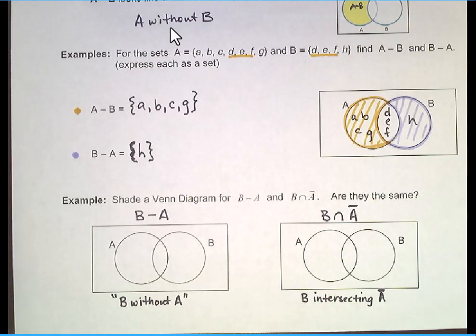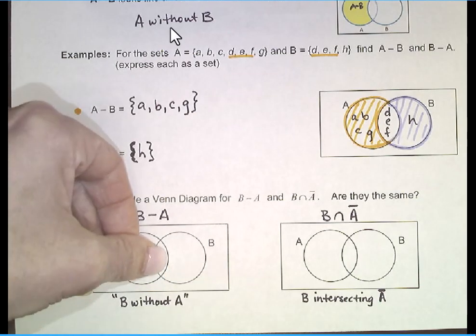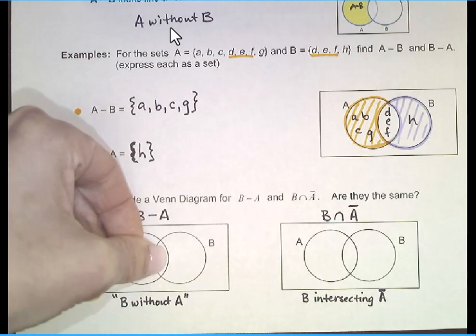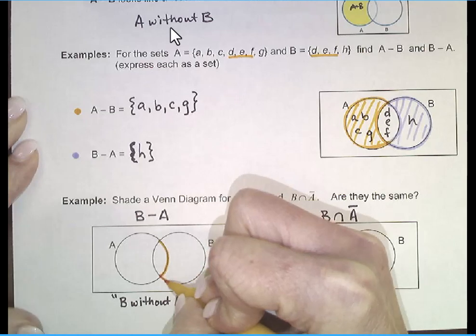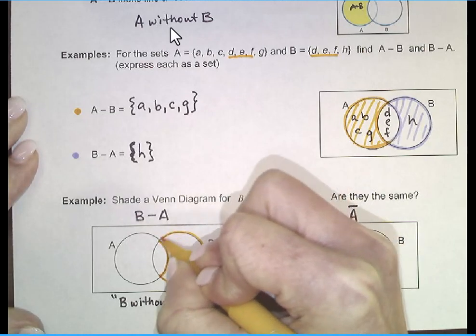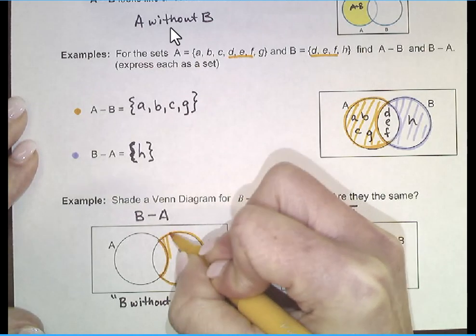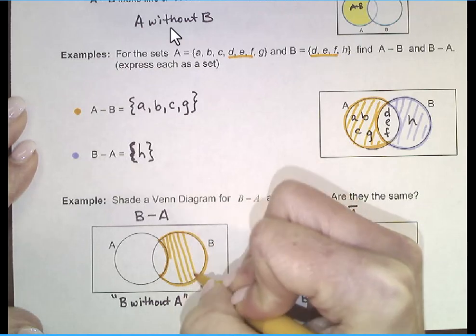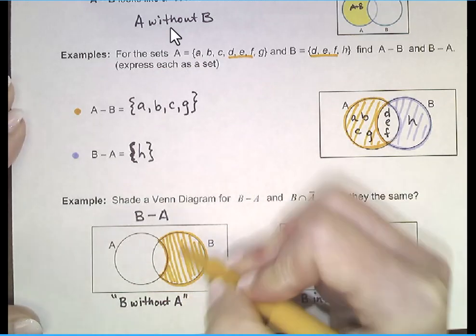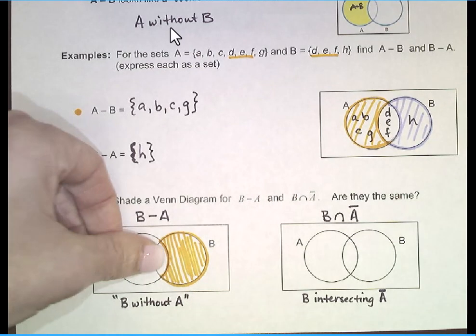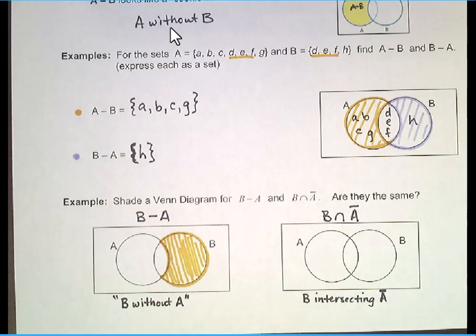If I draw B without A, it's like I've erased the A circle. It's going to be the B circle with a bite taken out of it. So it's going to be this part right here. If I can just shade all this real quick, this is the area we're talking about. It's that B cookie with a bite taken out of it.